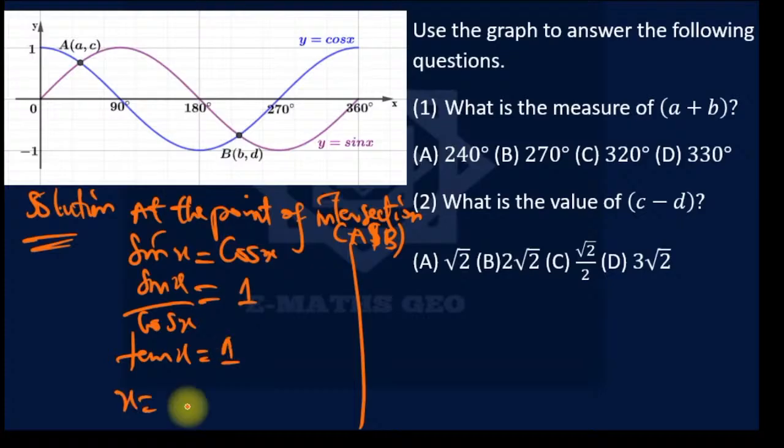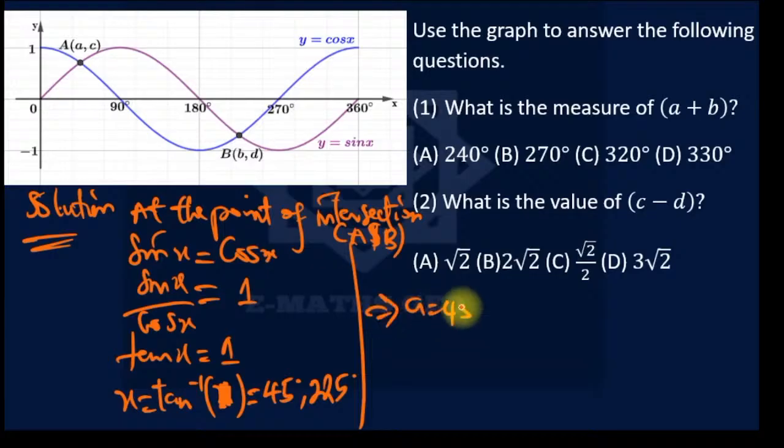So x is the arctan of 1. So what's the angle whose tan inverse is 1? So we have two angles. The first is 45 degrees, while the second is 225, because in the third quadrant tan is positive. So from here you can see A is 45 degrees and B is 225.